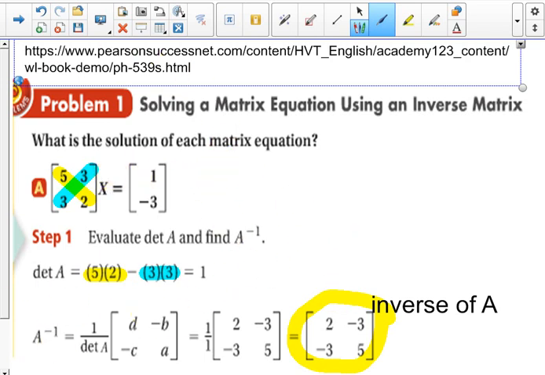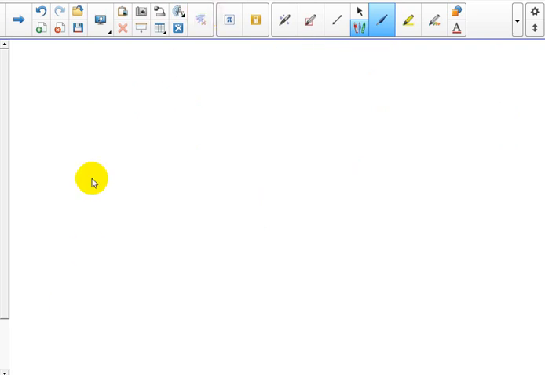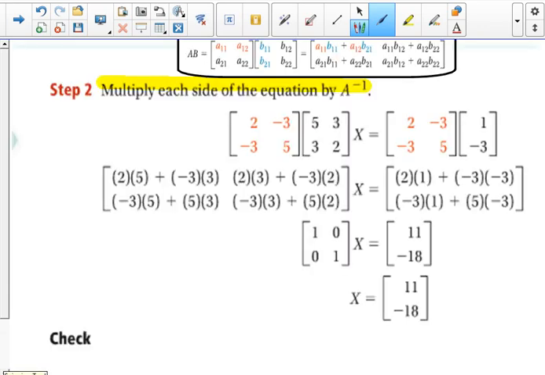Okay, so let's just go straight to our homework. And remember, if your determinant is 0, there is no inverse. Right? So it wouldn't be possible.